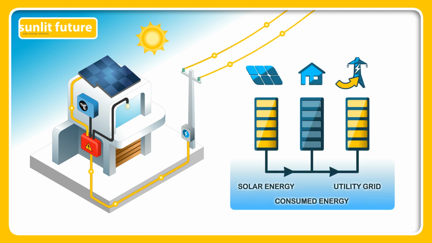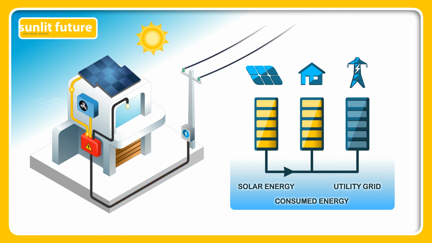It is a hot day, so the air conditioner is switched on. A large amount of energy is now consumed by the house. During peak hours, the solar panels on this house produce enough energy to power the air conditioner without the need to import electricity from the grid.